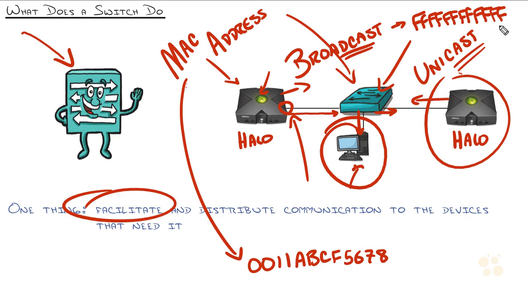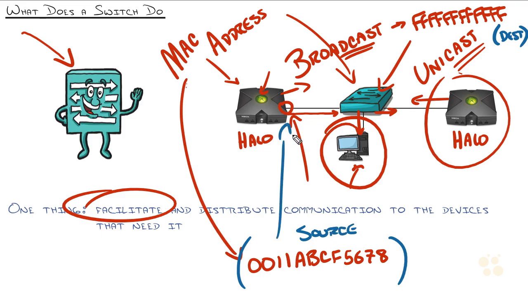I'm going to send that everywhere. But that was just the destination. It also had a source MAC address. That's the one burned into the network card of the Xbox. So when the switch saw that come in, it goes, "Okay, well, I'm going to send that everywhere, but now I just became a little bit smarter.